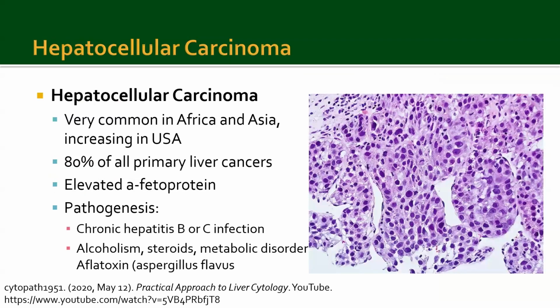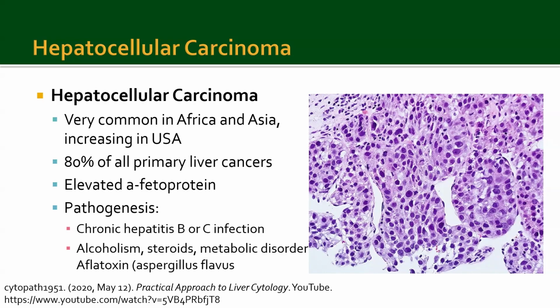Right. Now onto the malignancies. The main liver tumor that arises from the hepatocytes is hepatocellular carcinoma. It is more common in African and Asian descent, but the numbers of incidents are increasing within the USA. 80% of all primary liver cancers are hepatocellular carcinoma, and I'm emphasizing primary for a reason. I'll discuss it later.